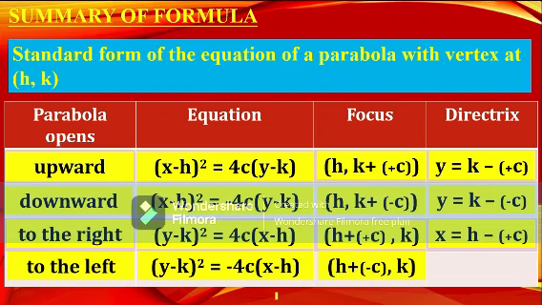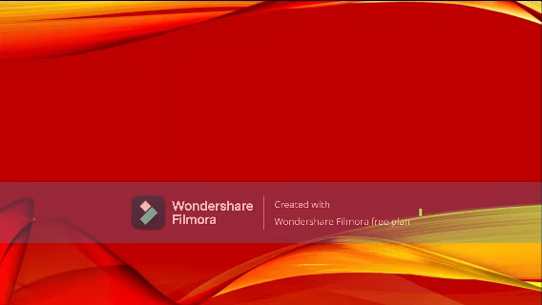Okay? The focus is (h plus negative c, k). Then, the directrix would be x is equal to h minus negative c. Okay. So, this will actually guide you on graphing or finding the focus, directrix, equation, and even graphing the parabola, and to tell whether the parabola opens downward, upward, to the right, or to the left.